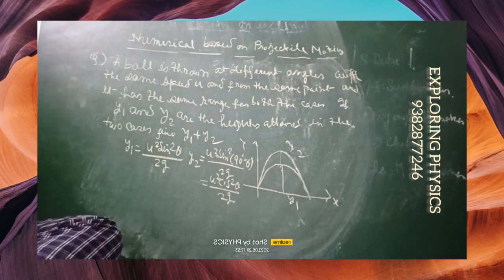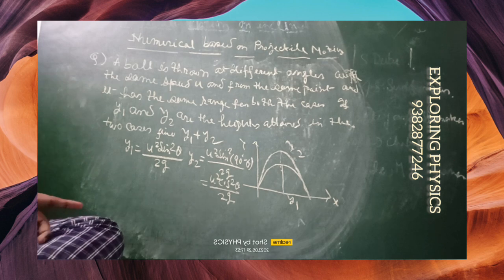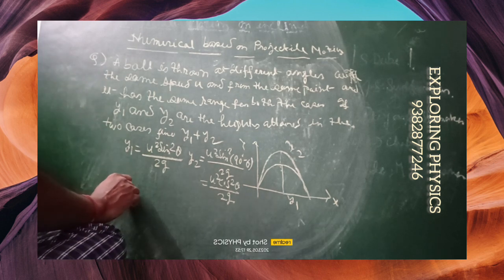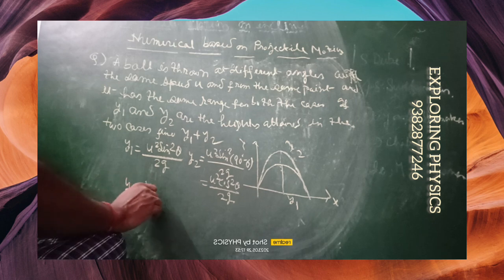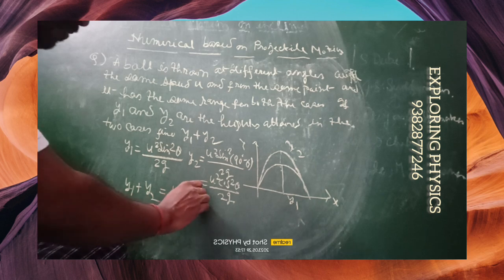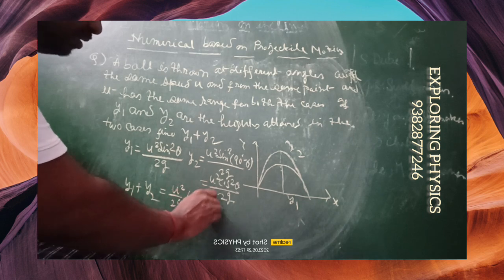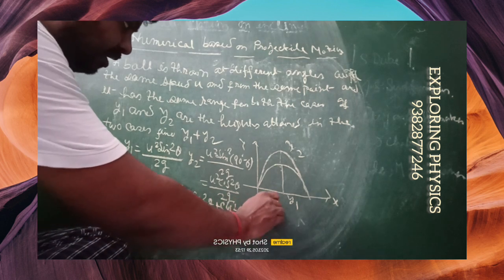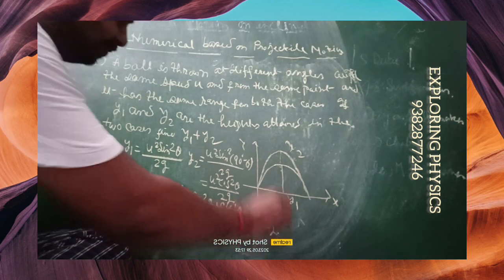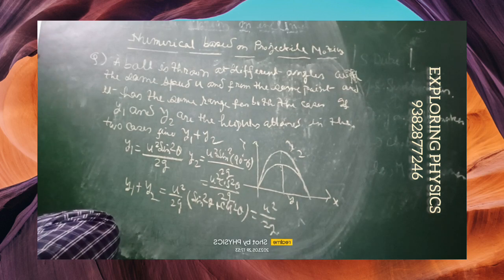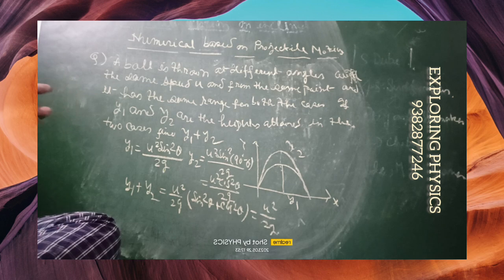Now adding y1 and y2, as per the question, we have y1 plus y2 is equals to u square by 2g common. We have sine square theta plus cos square theta. So we get u square by 2g. What is the concept we have gathered from that numerical?